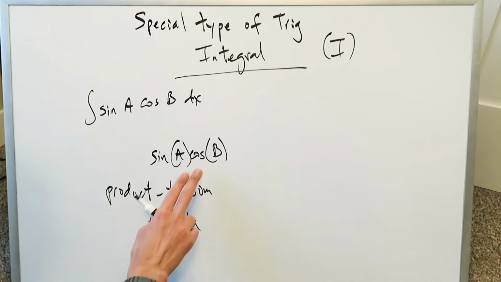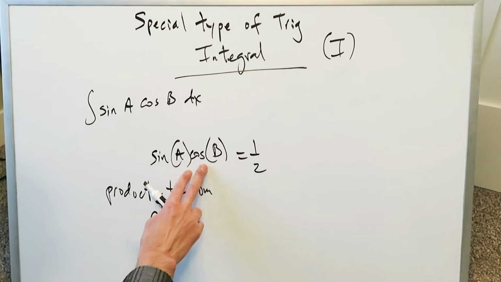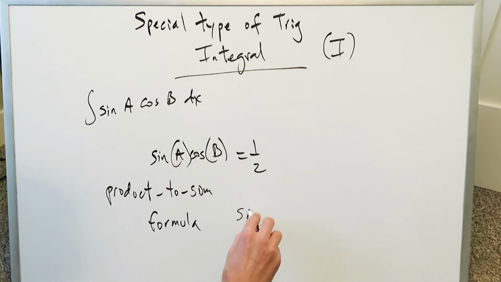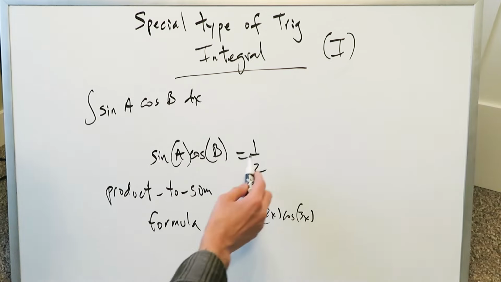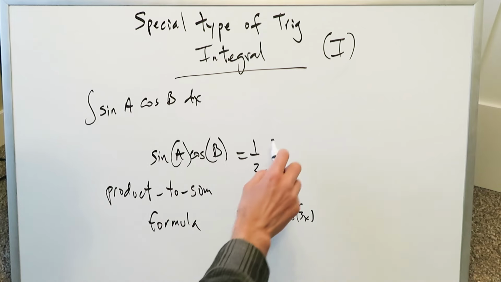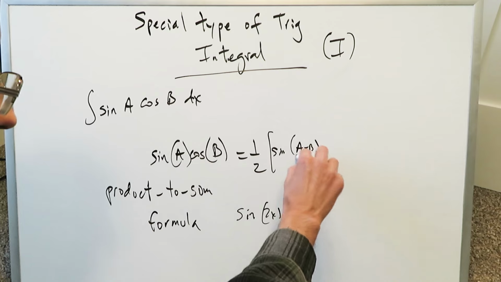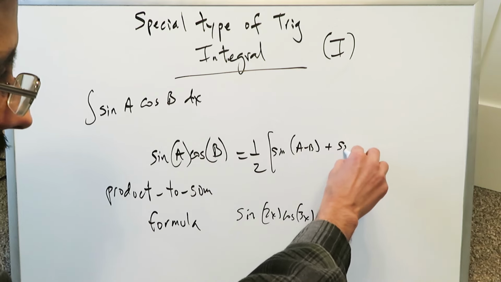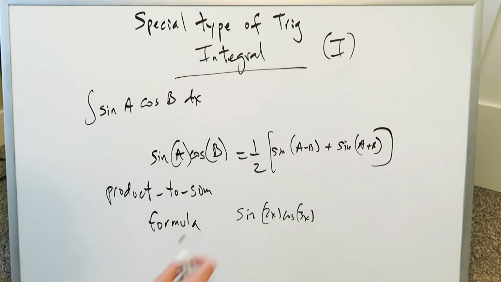If you have this one, you use a product to sum formula, and the formula is something like this. Imagine you have something which looks like sine 2x and cosine 3x. How would you relate that with regards to an identity? Well, that's where this product to sum formula comes in. You have something which looks like a minus b, sine of a minus b plus sine of a plus b, and that right there would be how you would handle that with regards to this identity.